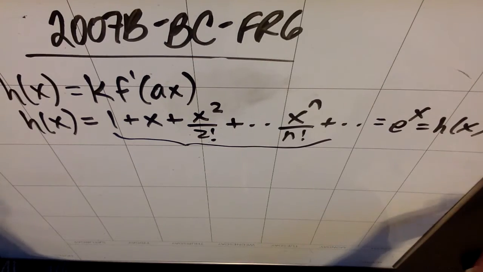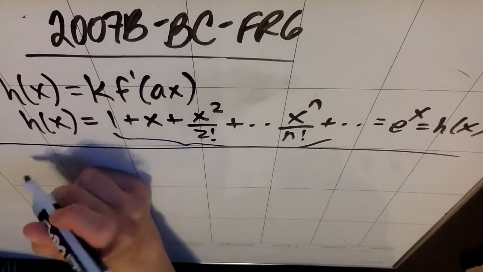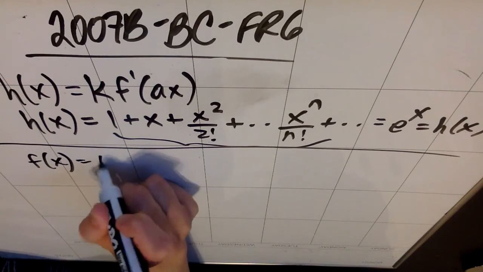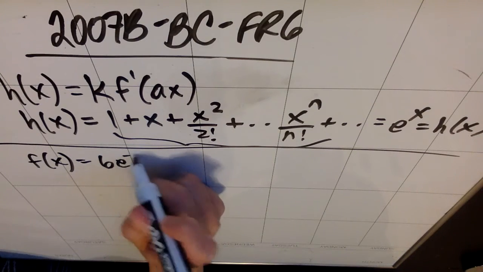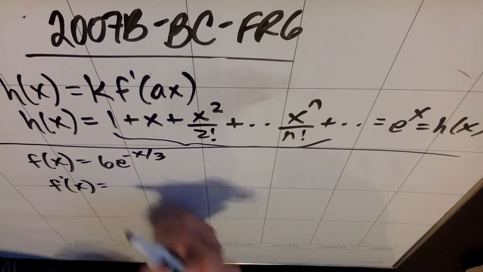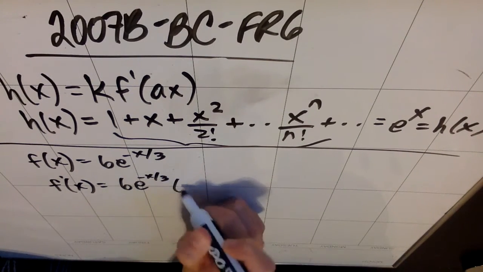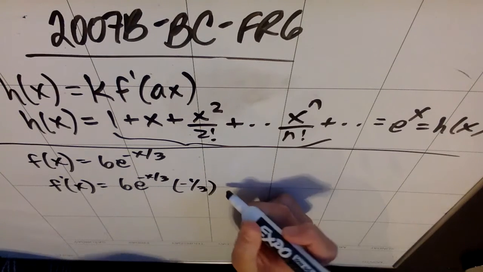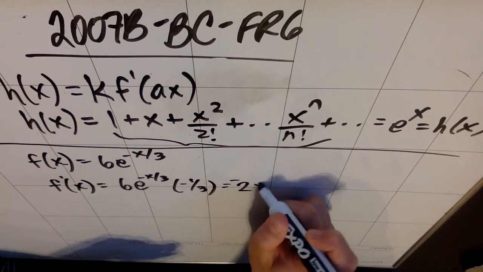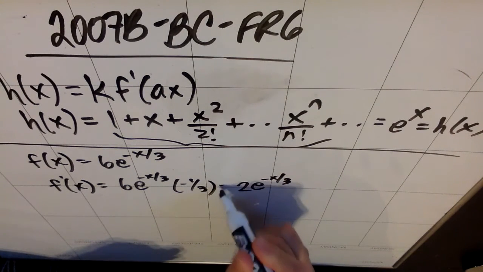a and k, right? So let's go back to what we know. We were given at the start of the problem that f of x is 6 e to the negative x over 3, right? So we could find f prime of x by taking the derivative of 6 e to the stuff, which would be 6 e to the stuff, times the derivative of the stuff, which would be negative 1/3. So we end up getting that f prime of x is negative 2 e to the negative x over 3.